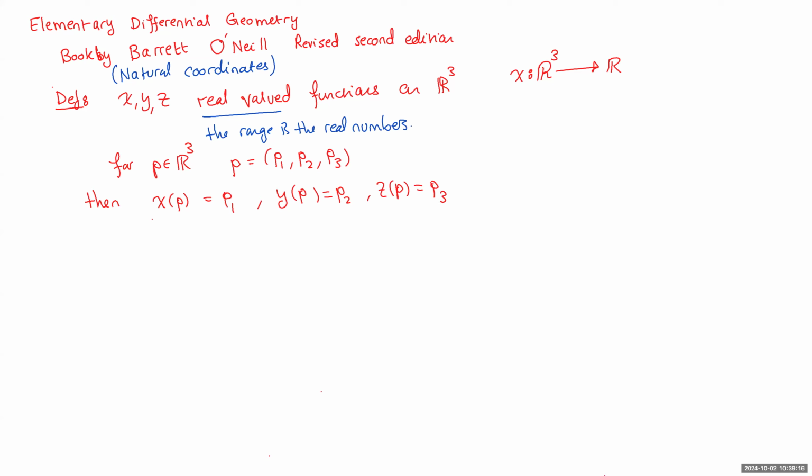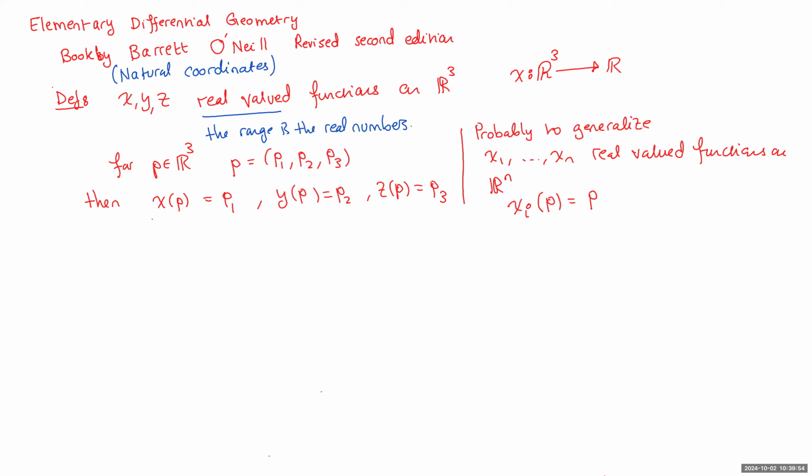Later on, to generalize, we may think about x1 through xn, real valued functions on Rn such that xi for a point is going to spit out the ith coordinate. Okay.